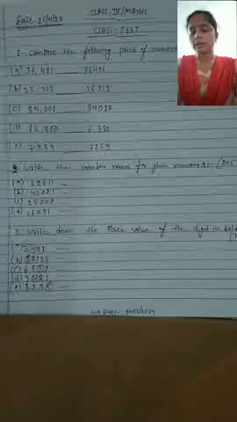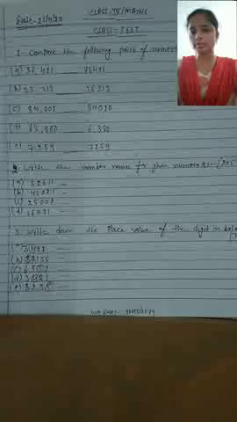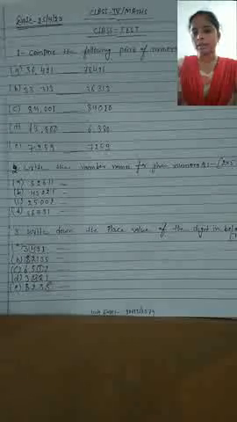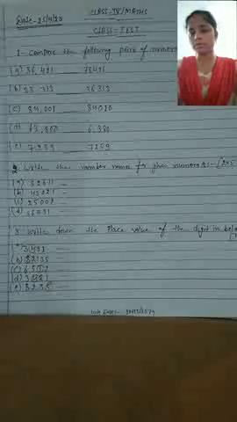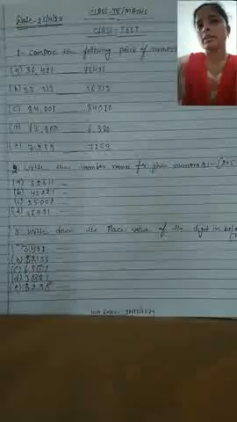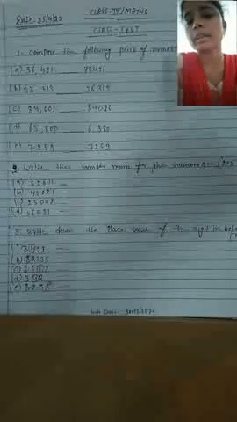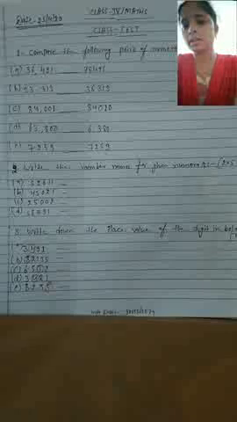I have given very limited questions because you have to finish your test within 40 minutes. So let's see which type of problems I have given in your test and how we can solve them. The first question is: compare the following pairs of numerals by putting the sign that is greater, smaller, or equal.